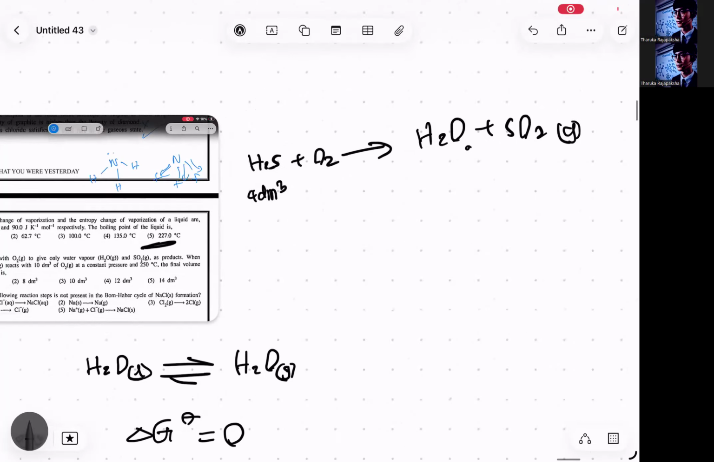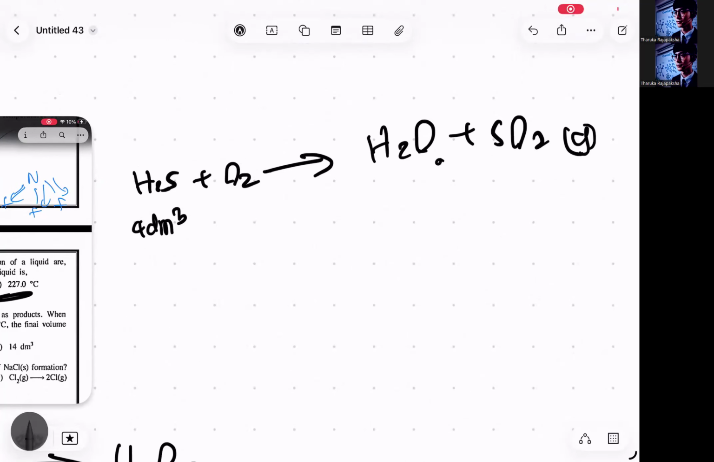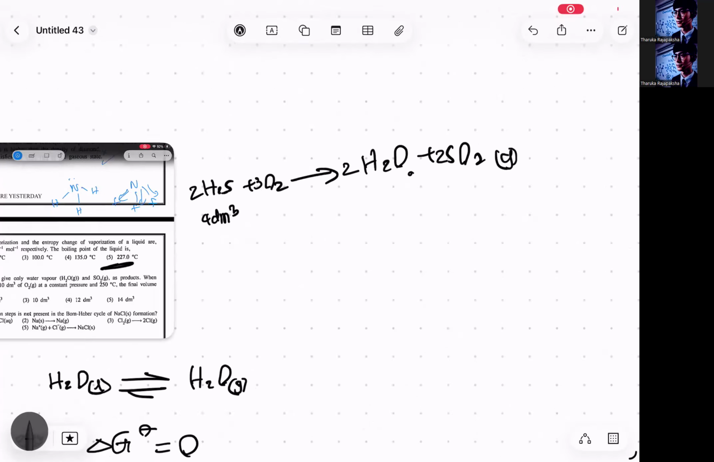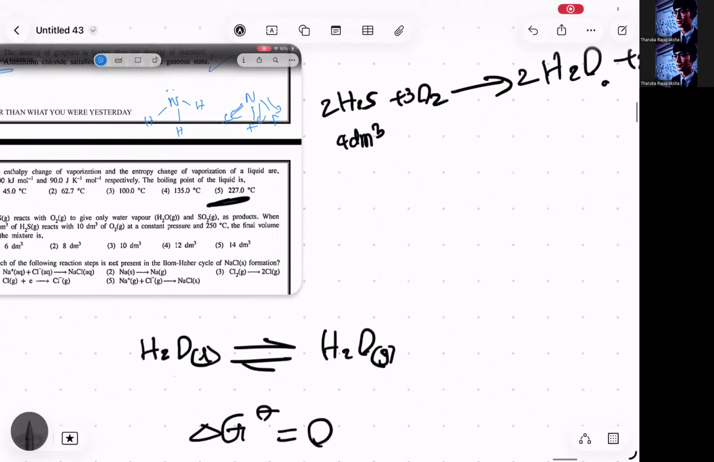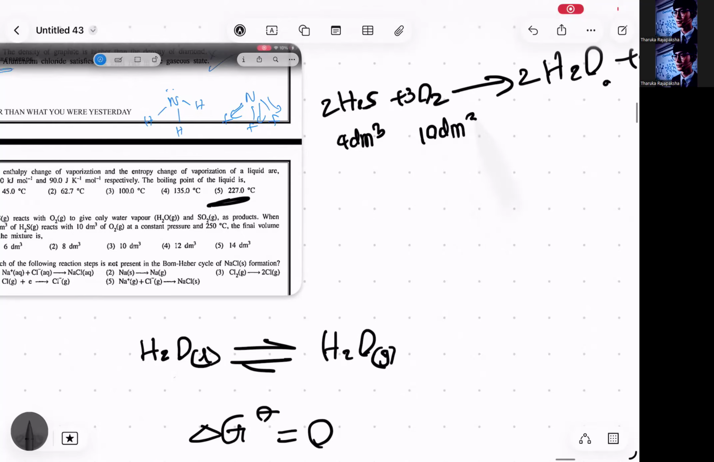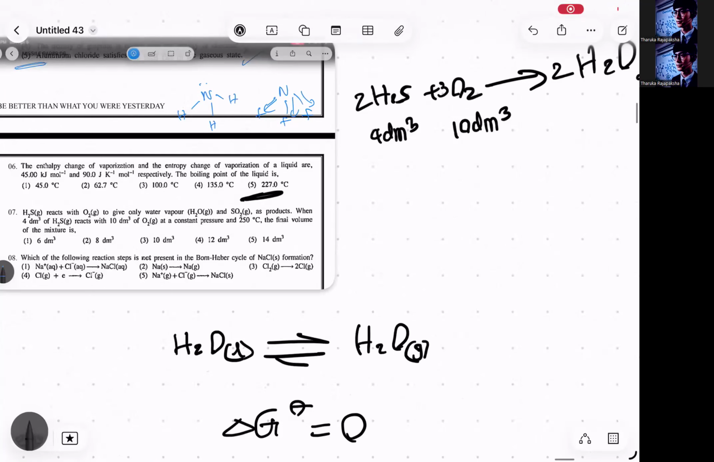So first of all, let's balance this reaction. Is the reaction balanced? No, right? Hydrogen 2, sulfur is 1. Oxygen, it would be 3 here, then 2 and 2 and 2. Now it's balanced. Okay, 4 cubic decimeter of H2S reacts with 10 cubic decimeters of oxygen at constant pressure, the final volume of the mixture.